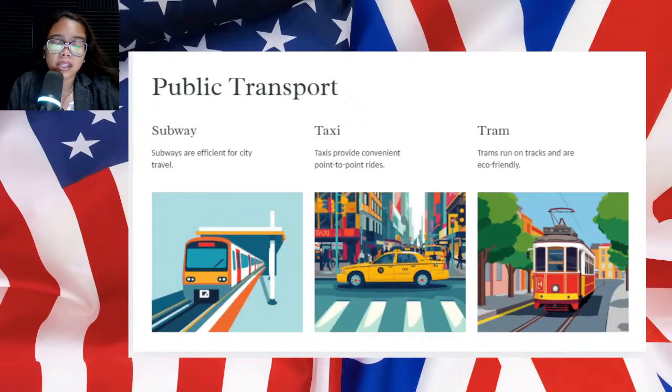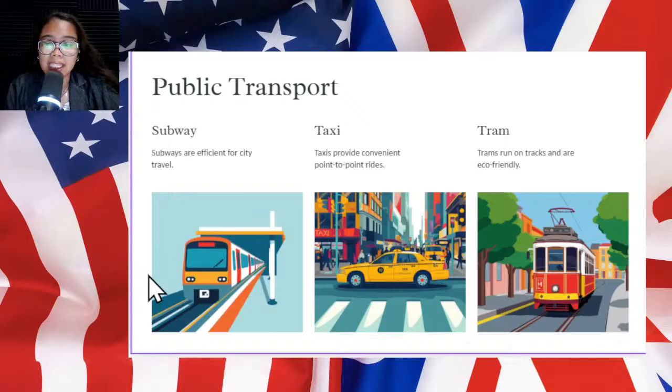Now, these six are just some of the many examples of transit. Let's start with the subway. Subways are efficient for city travel. What is a subway? Well, as you've noticed in the picture, a subway is a specialized train system that travels through tunnels deep beneath the surface of a busy city.